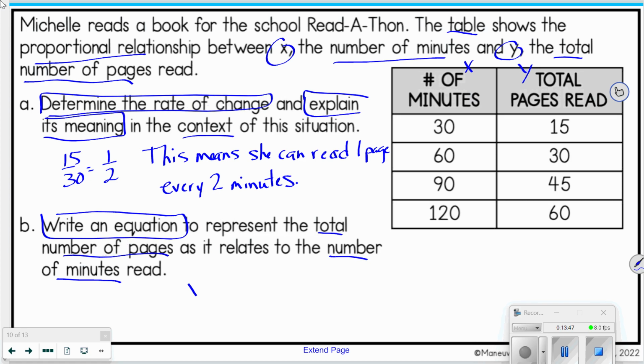Write an equation. So now we're going to say Y equals 1/2 X. If you ever want to check it, you can just put that in. Half of 30 is 15, half of 60 is 30, half of 90 is 45, so that does work. And that was all they asked for that part.